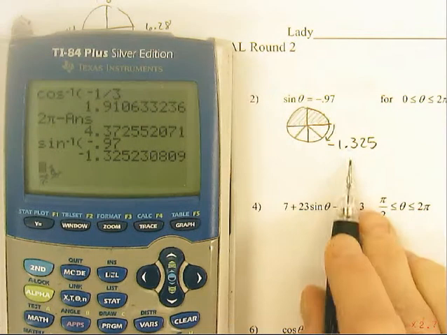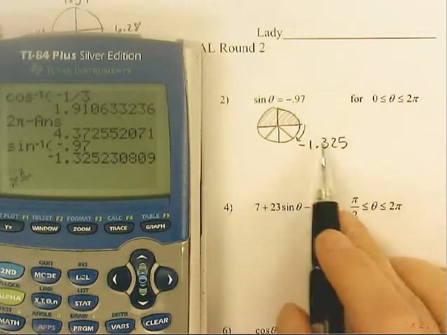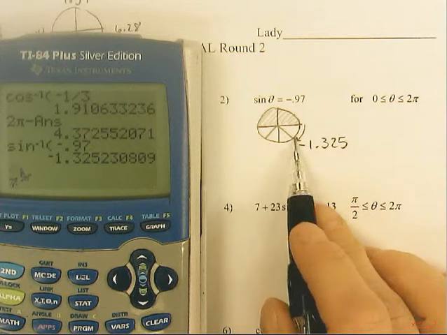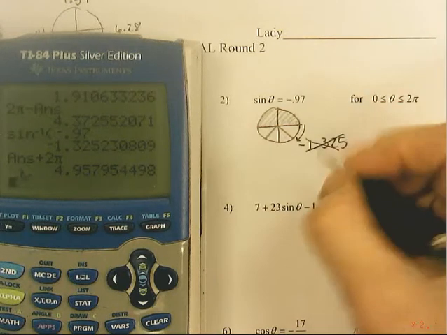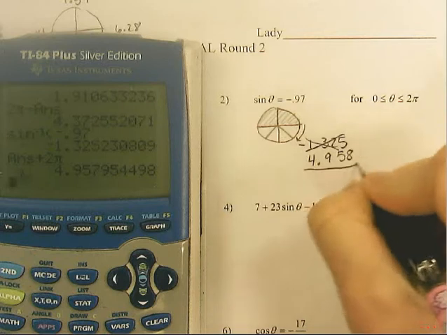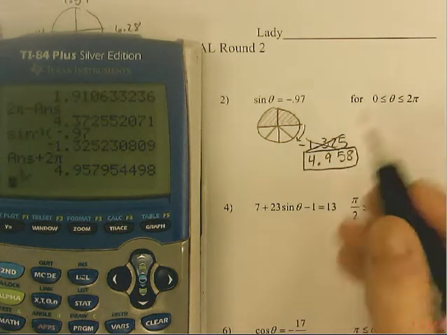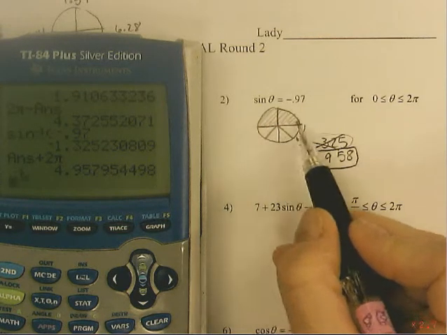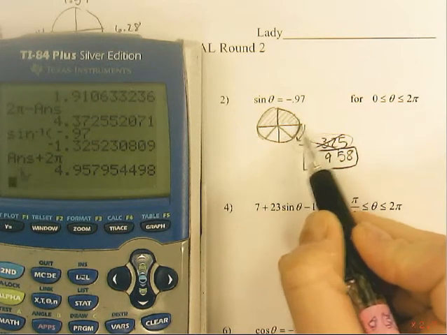-1.325. But remember, we don't want that answer because our domain restriction is 0 to 2 pi. So to get that same location 2 pi later, we're just going to add 2 pi to that. I'm not going to write that answer. We want the location 4.958. Okay, that's my answer in the fourth quadrant. Now remember, we still need this value, because to get this other angle in the third quadrant, we're going to be taking pi minus the negative value or plus this arc that was just plugged into my calculator.